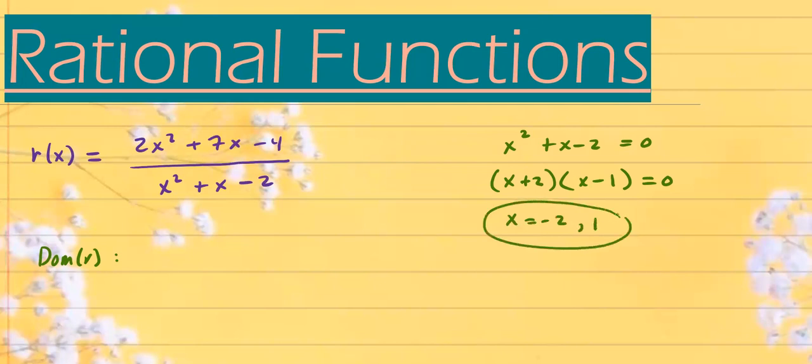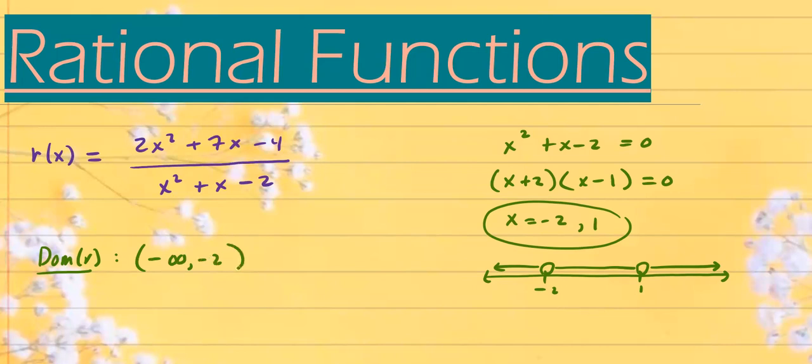So these are the points that will make the denominator equal to 0, so they are not in the domain. So if you draw the real line, you have -2 here, open circle, and 1 here, open circle, and everything else makes sense for this given function. So in interval notation, we will say the domain of this function is -∞ to -2, open, union -2 to 1, open, union 1 to infinity. So that is the domain of this function.